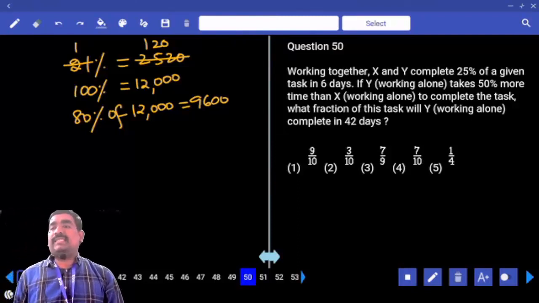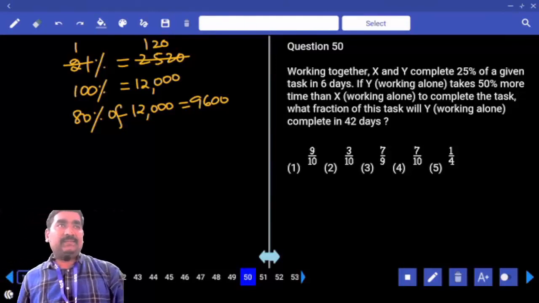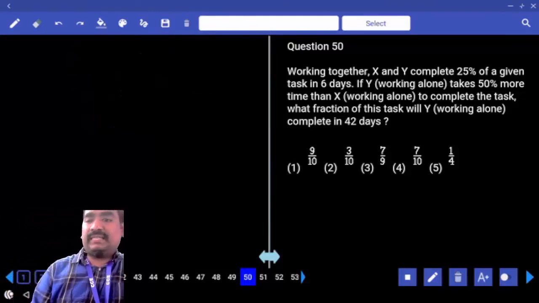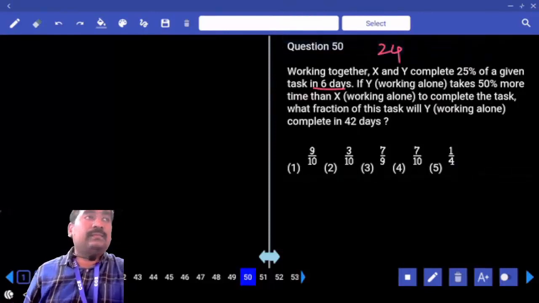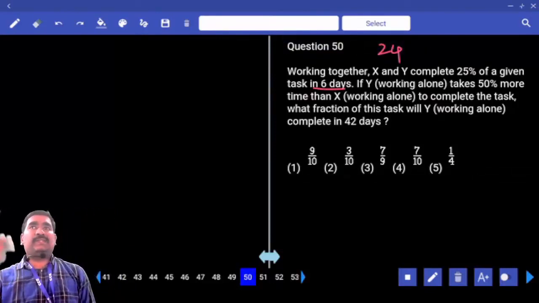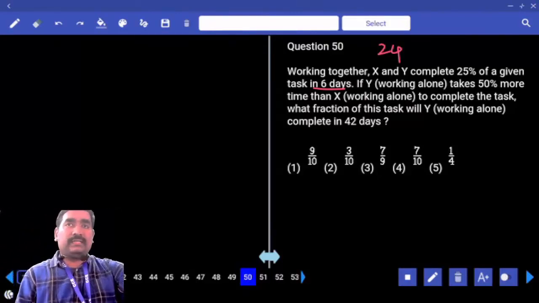Working together, X and Y complete 25% of a given task in 6 days. 25% in 6 days means the complete task in 24 days, or not? 25% means 1/4, right? 1/4 in 6 days, so the complete task in 24 days.